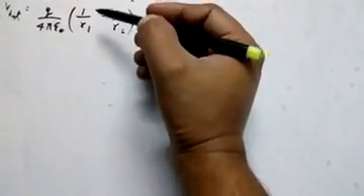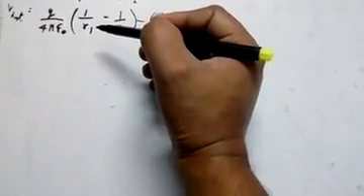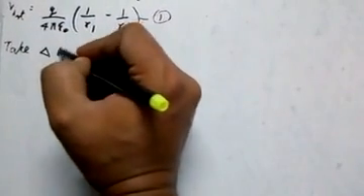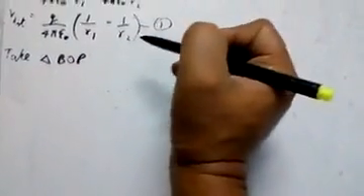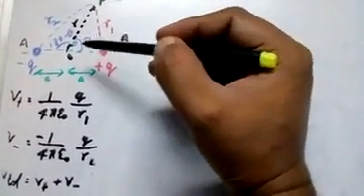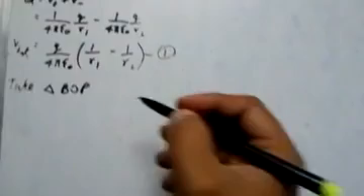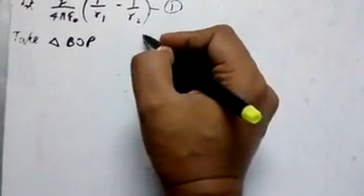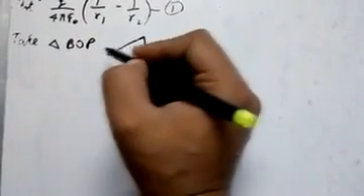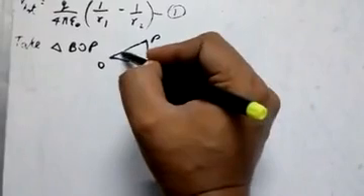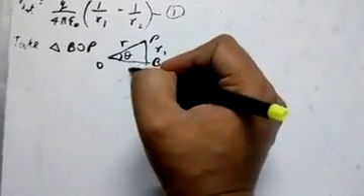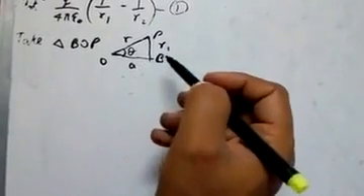Now we must find what's 1 by r1. So for that I'll take the triangle BOP. So I will draw the triangle separately now. So triangle BOP, we'll draw it here. In this triangle, these are positions B, O and P. The angle here is theta. This distance is r1, this is r, and this is a. Now we must find r1.